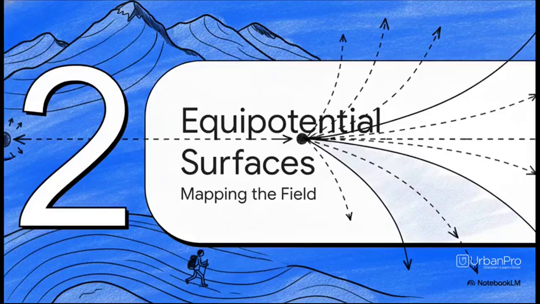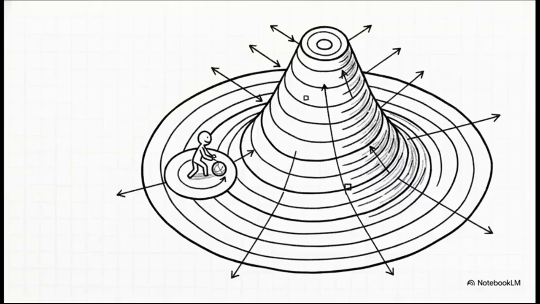Moving right along to section 2, mapping equipotential surfaces. Just like a hiker relies on contour lines on a map to find flat ground on a steep mountain, physicists use what we call equipotential surfaces to map out and navigate these electric fields. And these electrical contour lines follow some strict, unbreakable rules. First, the potential is constant everywhere on the surface. Because of that, absolutely zero work is required to travel along them. You aren't moving up or down the electrical hill.